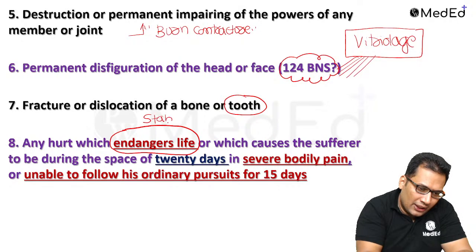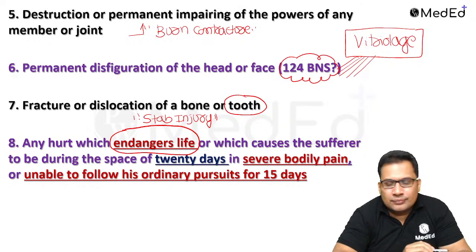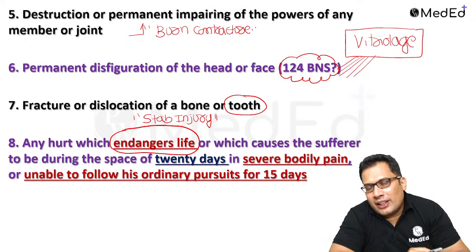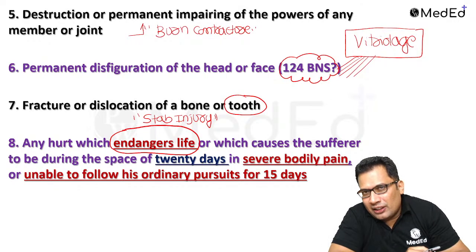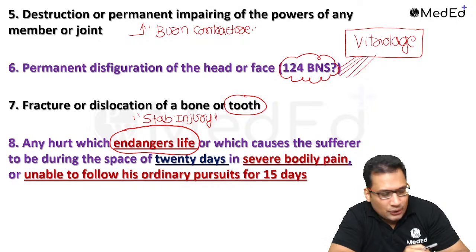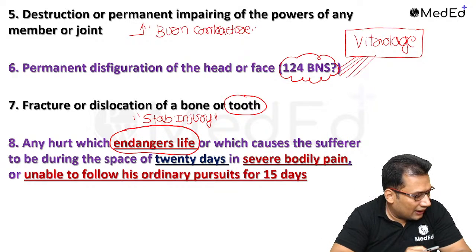Stab injury. Any stab injury can be grievous hurt. Stab injury over the neck, stab injury over the thoracic cavity, abdominal cavity. Definitely it is a grievous hurt. Okay, stab injury. Surgical negligence.